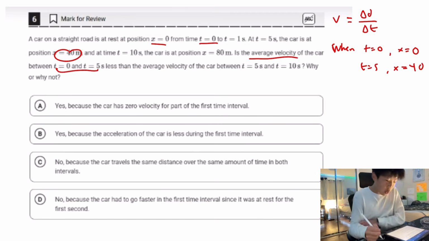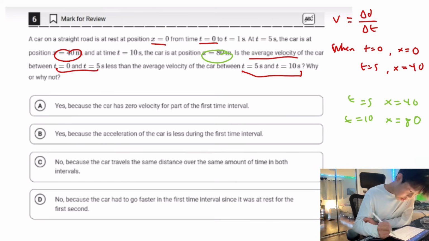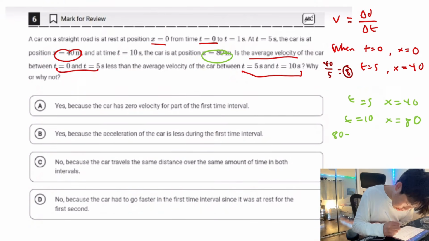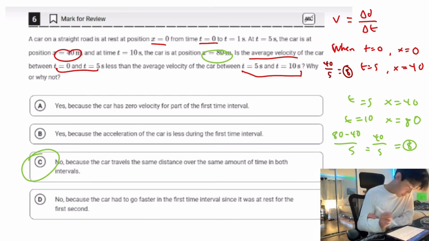Dude, it would never be this easy, I promise you. And now it's asking for average velocity between t5 and t10. I'm going to do this in a different color. At t5, we already know x is equal to 40. And now at t equals 10, x is equal to 80. So now it's asking for the average velocity. What is average velocity? You already know it's d over t. So the change in displacement for this one is 40 over 5, which equals 8. So that's the first one. This one is 80 minus 40 over 5, which is just 40 over 5. 40 over 5 is equal to 8. They're the same. So it's this one, because it says same distance.